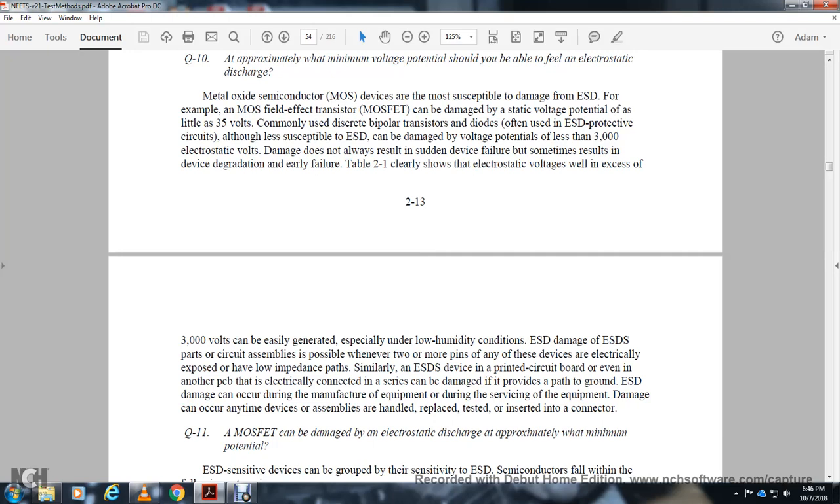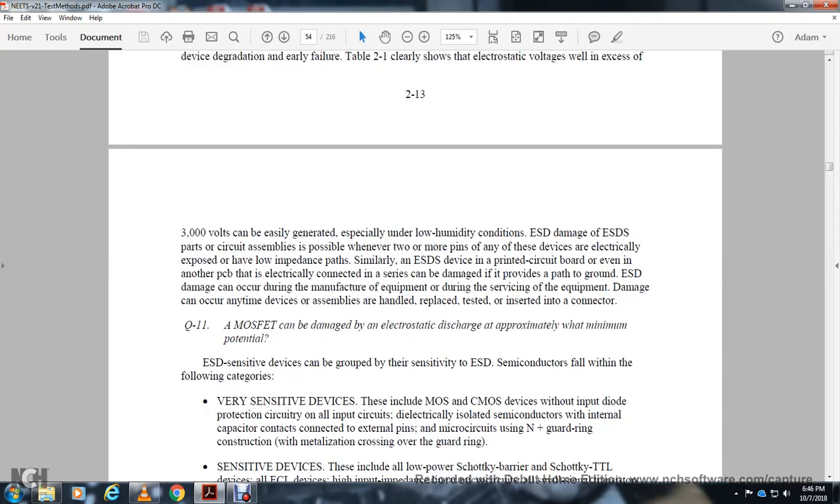Damage is less likely in a complete circuit assembly, but possible when two or more pins of the device are exposed, providing a path for electrostatic discharge. A device on a printed circuit board, even one connected to another printed circuit board, can be damaged and provide a path to ground. Electrostatic discharge can occur with manufacturing equipment during production, and equipment damage can occur at any time while the device is handled or disabled, at the tap and connector.